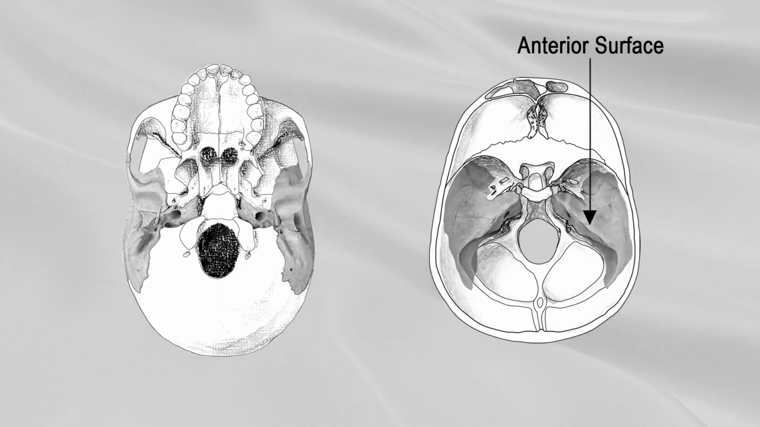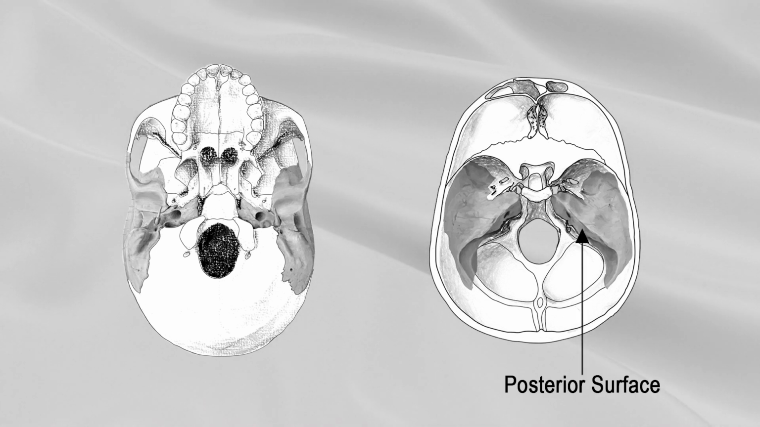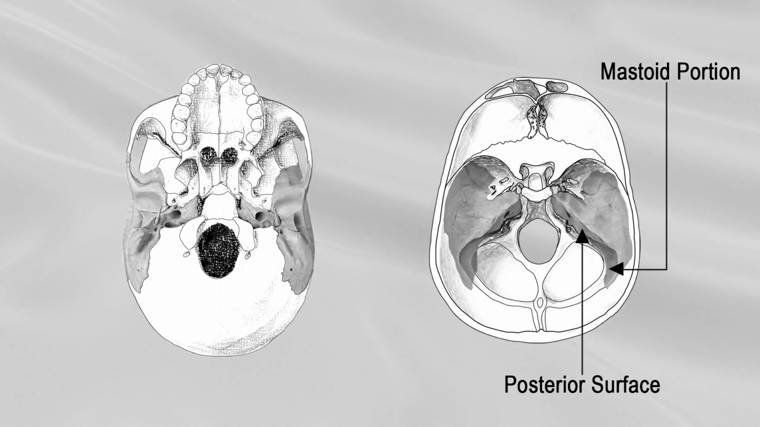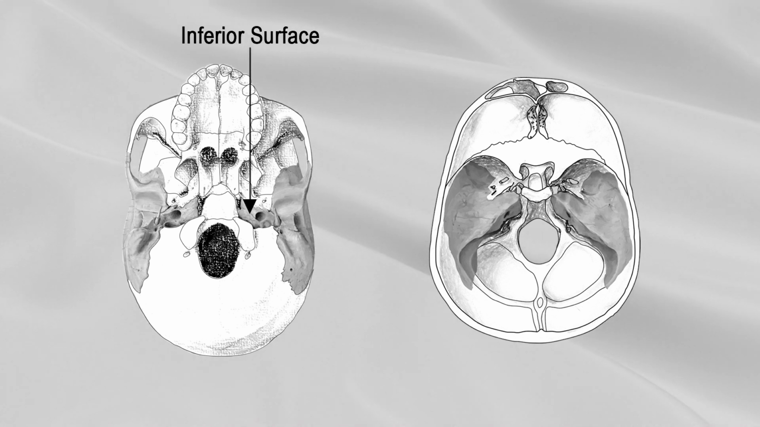The anterior surface forms the posterior part of the middle cranial fossa and is continuous with the inner surface of the squamous portion. The posterior surface forms the anterior part of the posterior cranial fossa and is continuous with the inner surface of the mastoid portion. The inferior surface is rough and irregular and forms part of the exterior of the base of the skull.